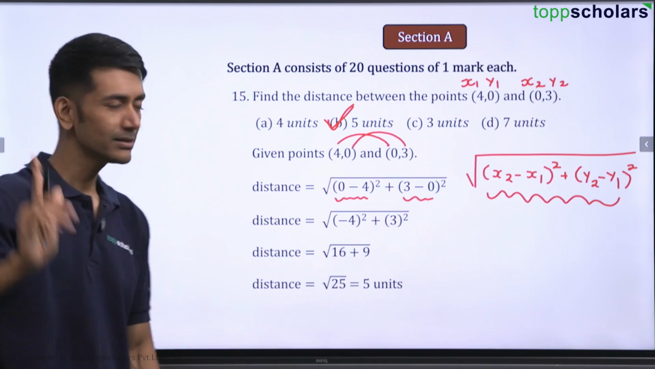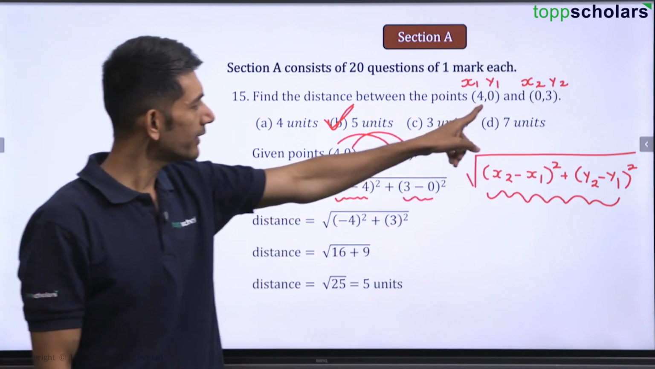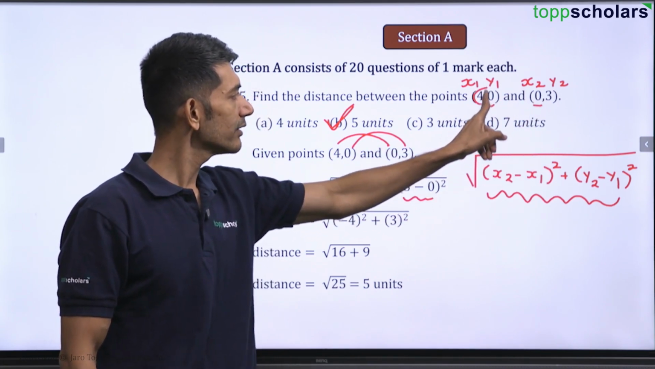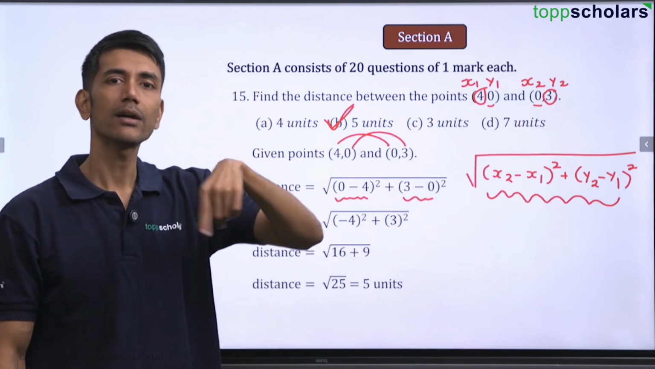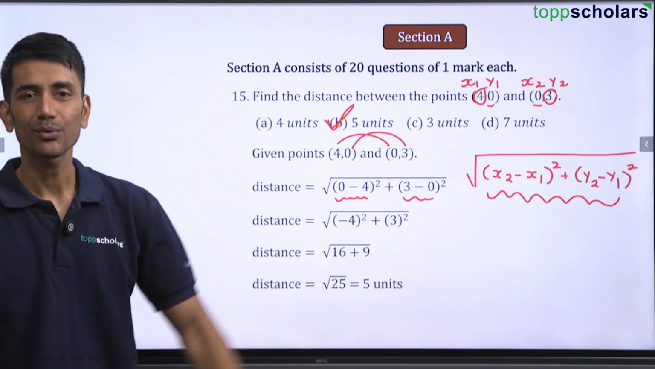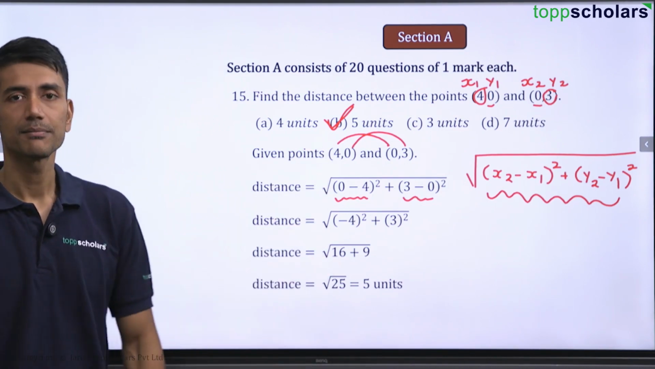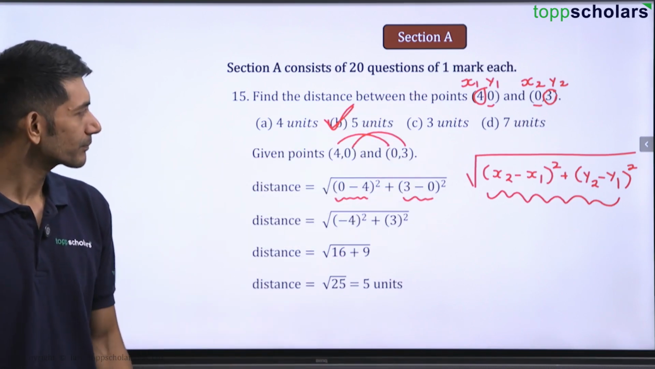Easy question, simple question. Can we do this orally? Yes, we can do that. Whenever you find 0 in one of the points, directly square this, add and take the square root. 4 square plus 3 square under root. 4 square is 16, 3 square is 9, under root 25 is 5. 5 is the answer. Easy. Only when there is 0, otherwise you cannot do it directly.